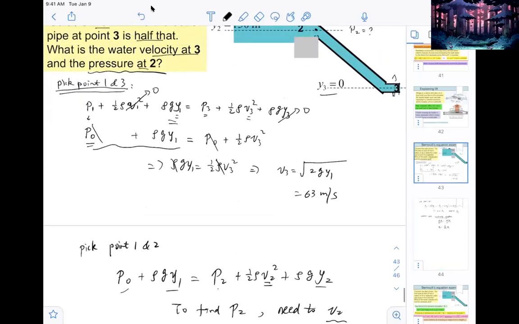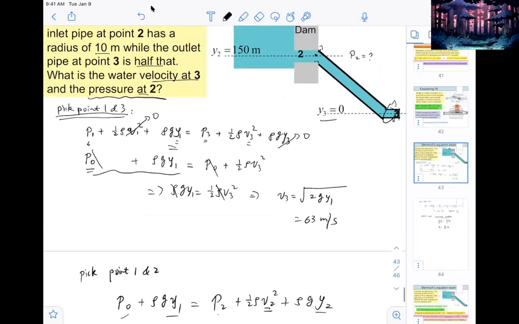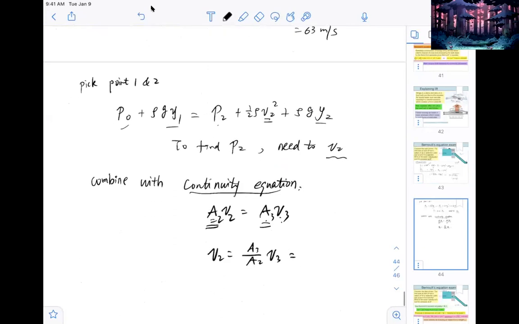Now, this is half of the diameter of this, which means the area is going to be a quarter of the area at location 2. So this is 1/4 times velocity at 3, which we just calculated is 63. So you get 63 over 4 meters per second. And you can plug that in, you can find your pressure.